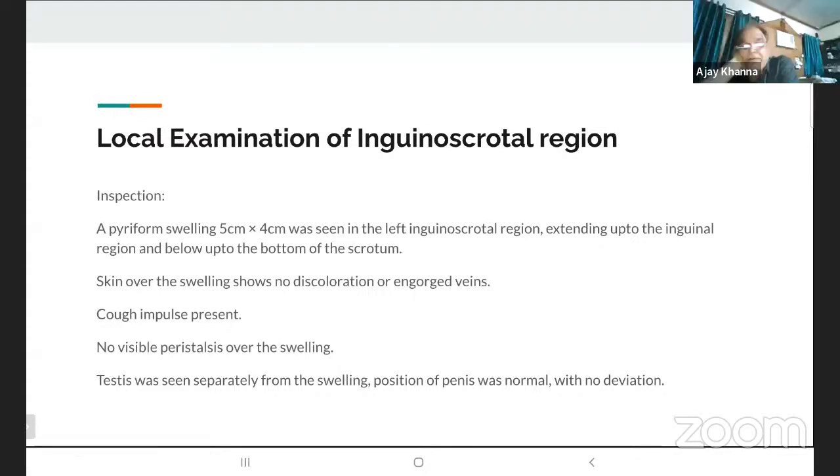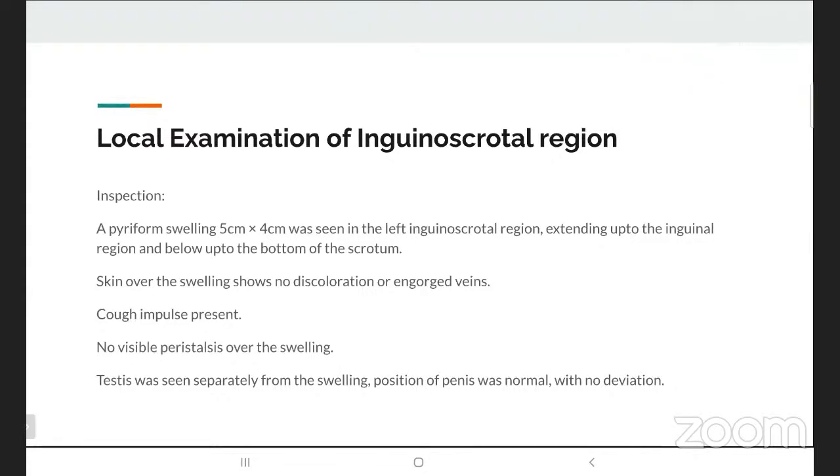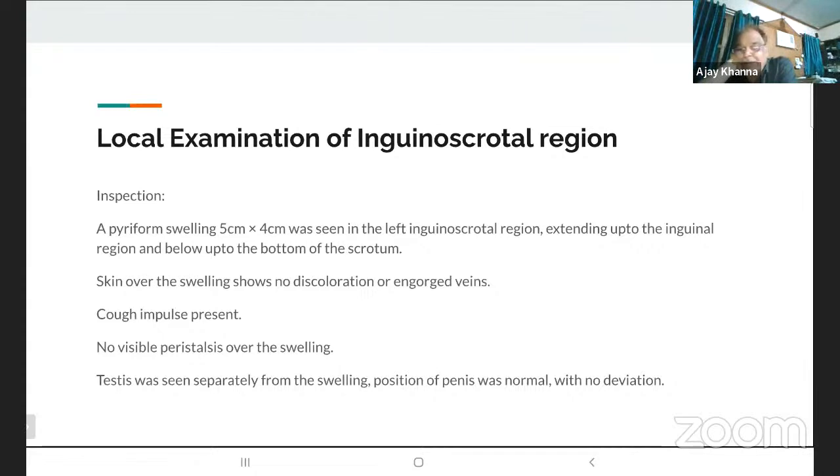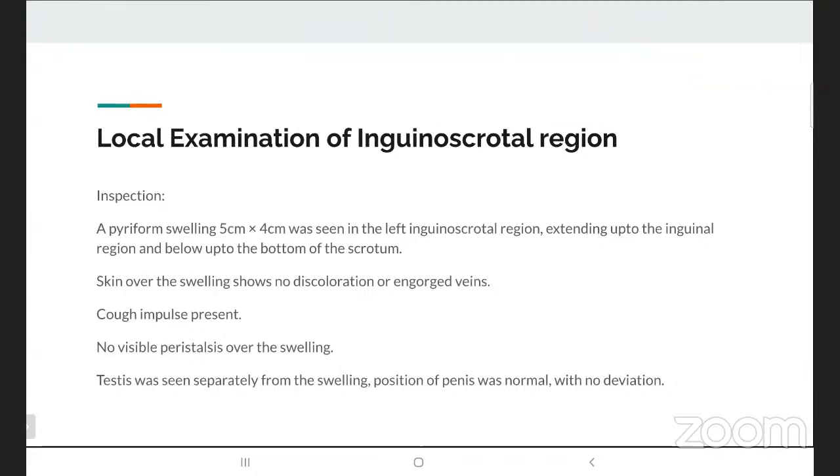No, on your inspection you have written and below up to the bottom of the scrotum. Is it? The bottom is the lower part, is it? Yeah, 5 centimeters. This is till the upper pole of the testis. A 5 centimeter swelling will not go up to the bottom. Yes, sir. Till the upper pole of the testis only.